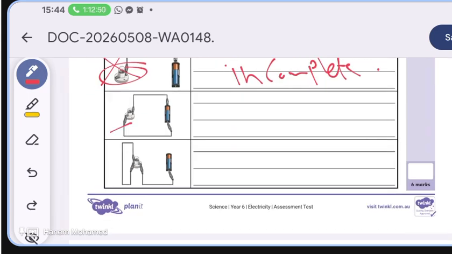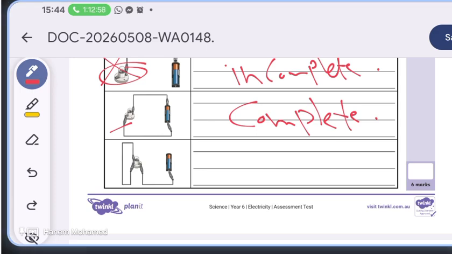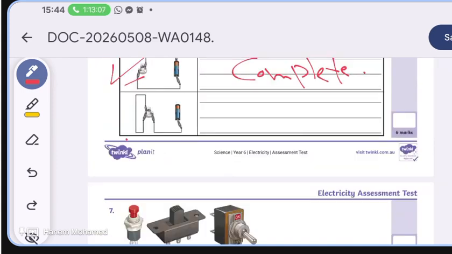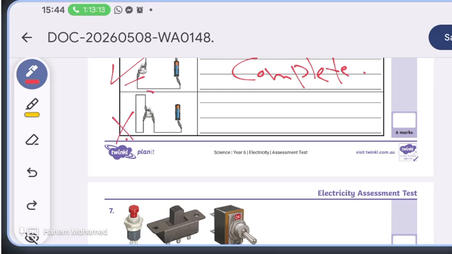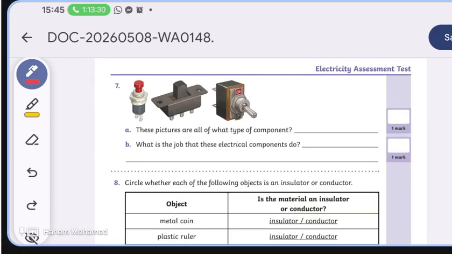What about this? Do you think here it's complete or incomplete? Complete, because the wire is already attached from both sides of the battery to the lamp. So now the lamp will be on, right? Yes. The next one, do you think the lamp will be on in this one? No. We're supposed to connect this wire to the other side of the battery. So this is also an incomplete circuit. So we have to explain two things: number one, whether the light will be on or not, and whether this is a complete circuit or not, and why.